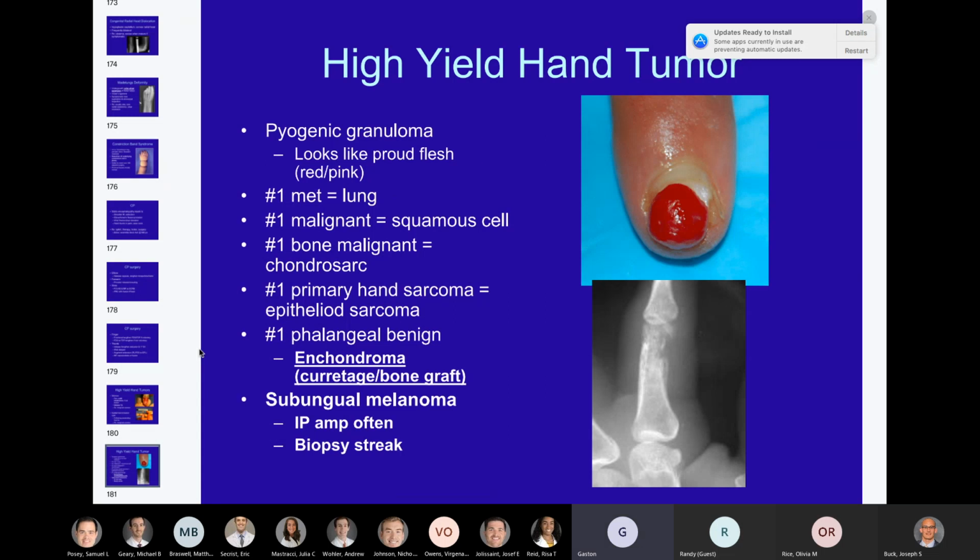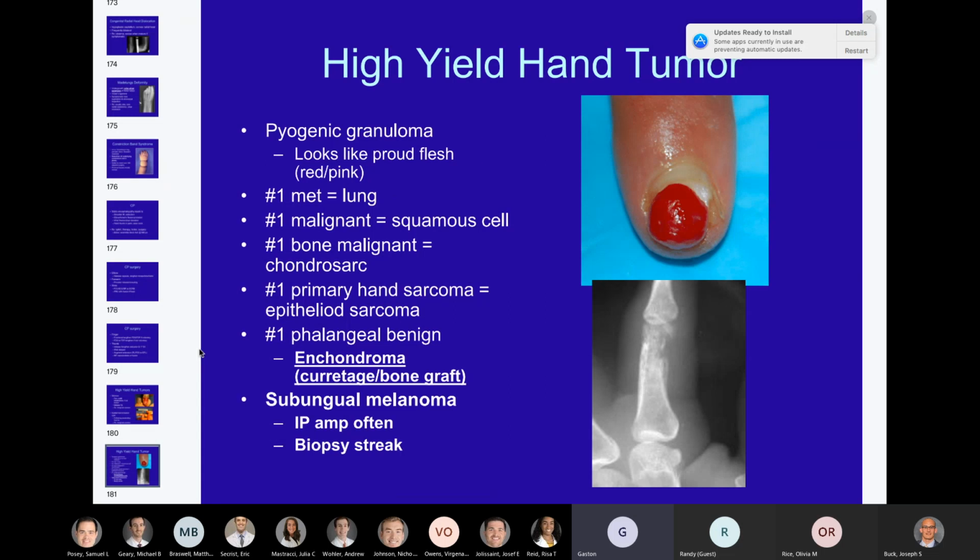Then we hit all the number ones. What's the number one cause of acrosyndactyly to the hand? It's going to be lung cancer. What's the number one malignant lesion of the hand? Squamous cell carcinoma. What's the number one bone malignancy of the hand? It's chondrosarcoma. What's the number one primary malignancy overall? Primary sarcoma overall of the hand. It's epithelioid sarcoma. And every one of these has been asked, by the way.